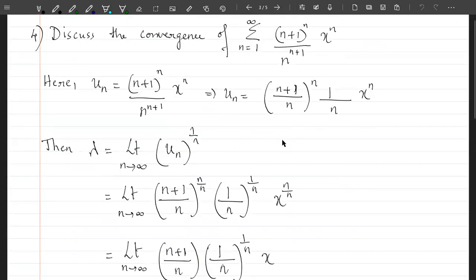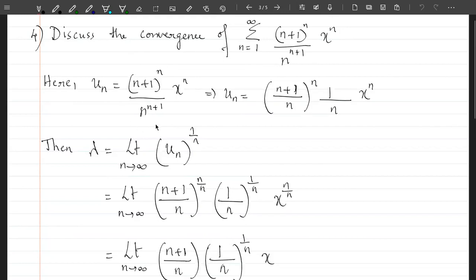Next one, discuss the convergence of the series summation n from 1 to infinity, (n plus 1) power n divided by n power (n plus 1), multiplied with x power n. So here un is equal to (n plus 1) power n divided by n power (n plus 1), which is multiplied with x power n.